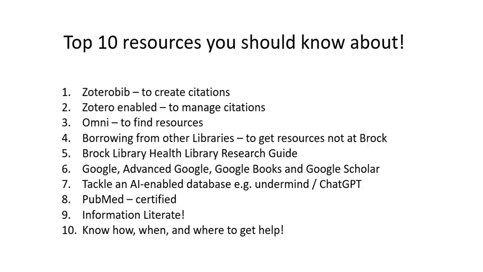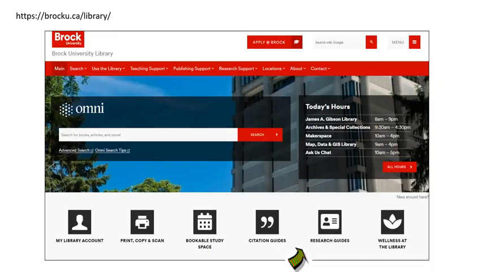I always start every search with Google, Advanced Google, Google Books, and Google Scholar. Most people don't know about Advanced Google, so I'll show you about that. Increasingly, how to tackle or use an AI-native database like Undermine or ChatGPT. These are part of most scholars', researchers', and policymakers' toolkit. You've got to use these sorts of things. Think about them. PubMed, the Medline database, which is open and accessible. You need to be certified to know how to use it expertly to find those articles, to be proficient, to be information literate. We'll talk more about that. At the end, I'll show you how, when, and where to get help.